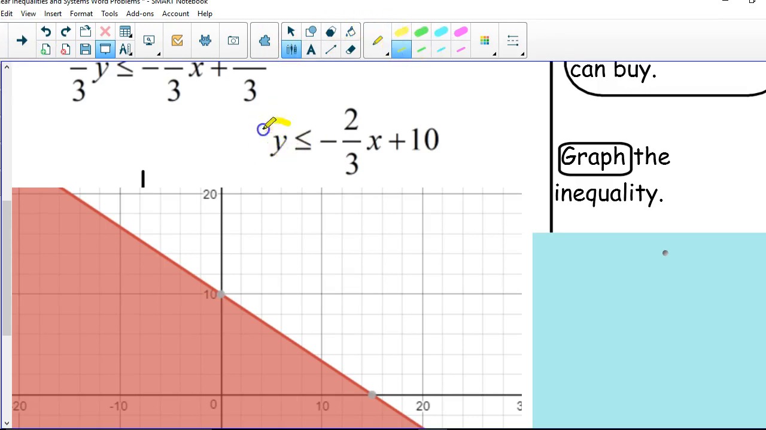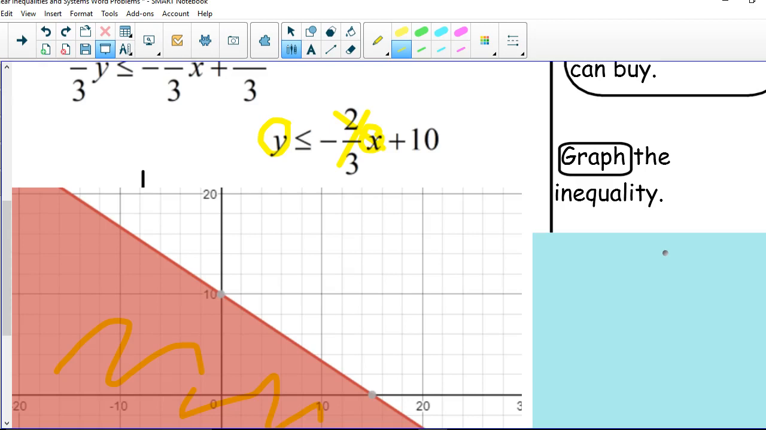When I plug 0 in for y, and 0 in for x, this cancels this out, and I have 0 is less than or equal to 10. That's a true statement, and that's why I shade on this region with the test point. And those are the notes from yesterday, so make sure you check those out. If you don't have those done, get them from a partner.